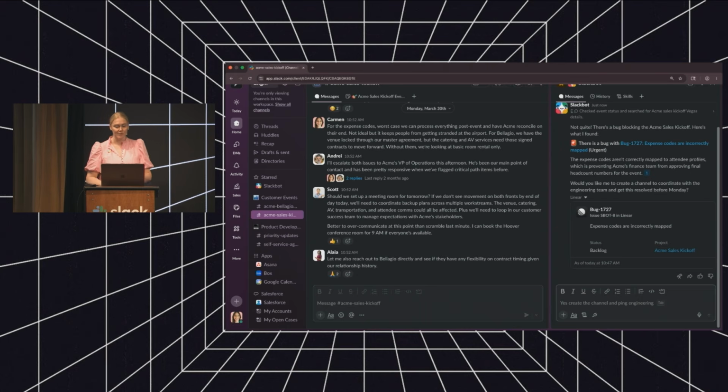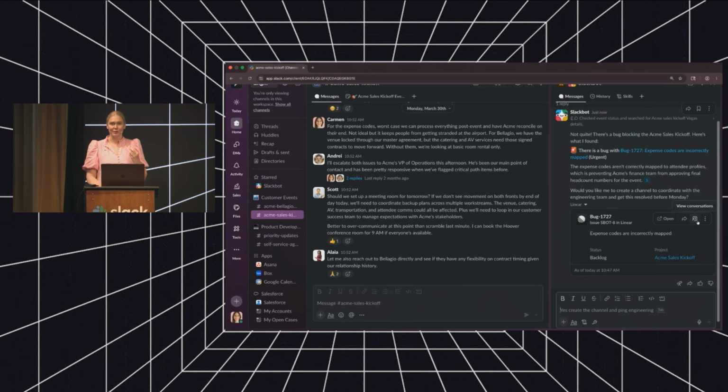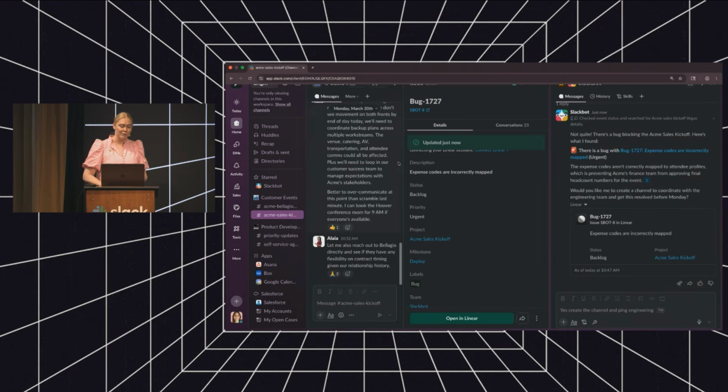So what I get here is not just a summary like we saw before, that's great, we love that, but an actual ability to review this context in a work object where I am already working, which is Slack. Phenomenal. We feel really good about this. I understand what's going on.